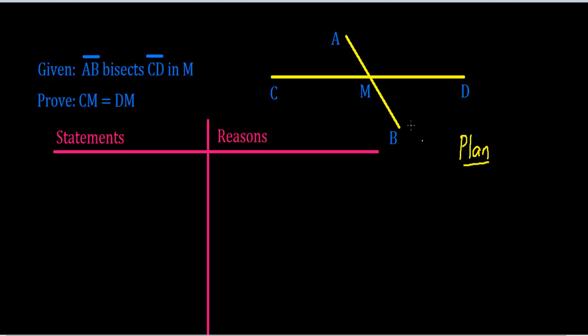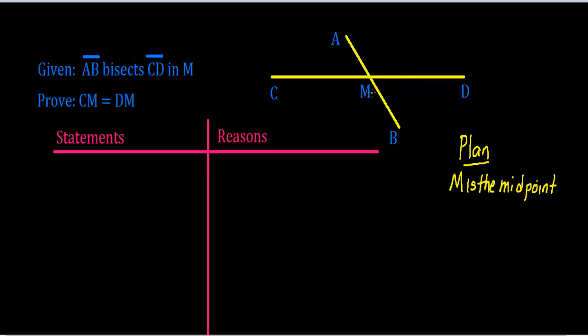If AB bisects CD in M, then I can conclude that M is the midpoint according to the segment bisector definition, which says again that a segment bisector is a segment, ray, or line that intersects a segment at its midpoint. So I can conclude M is the midpoint. Okay? And if M is the midpoint, I can very quickly say that CM is congruent to DM.